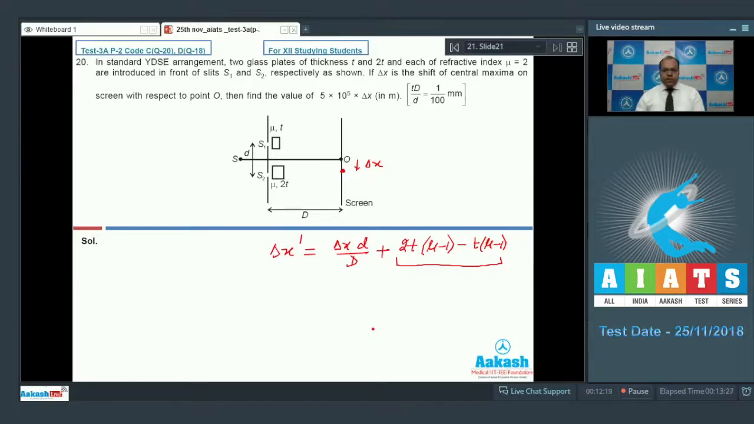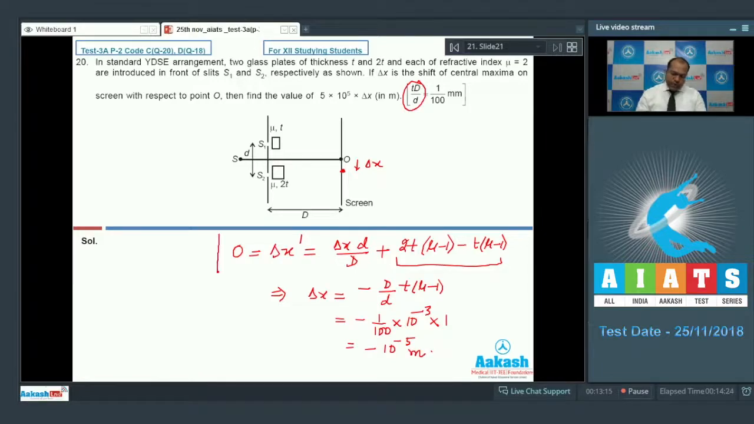So for central maxima, the path difference delta x dash must be equal to 0. So from here, if I solve, the value of delta x comes out to be minus capital D by small d into t into (mu minus 1). So if I substitute the data, the value of td by d is given in the question, that is 1 by 100 millimeter. So I can write in meter, that is 10 raised to the power minus 3 into (2 minus 1), that is 1. So it is equal to minus 10 raised to the power minus 5 meter.